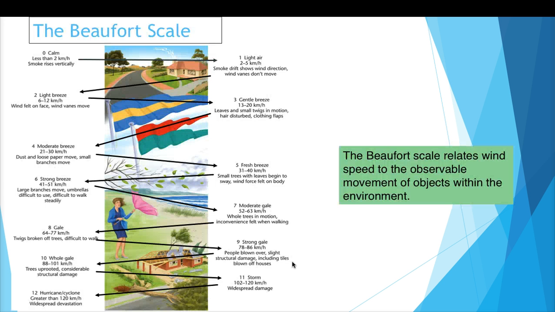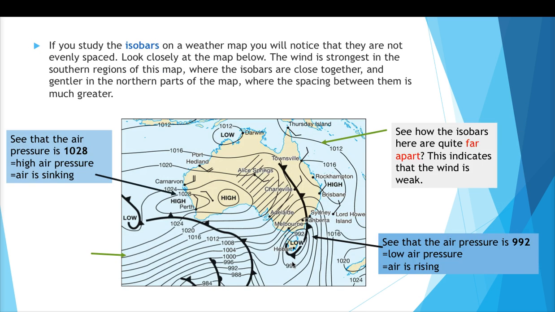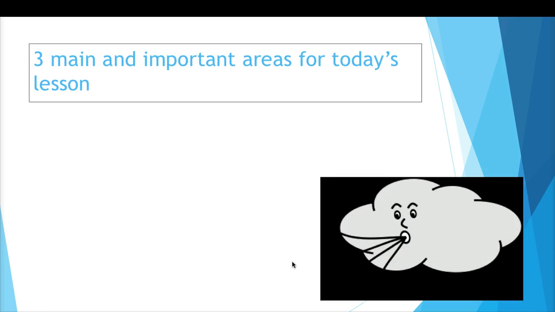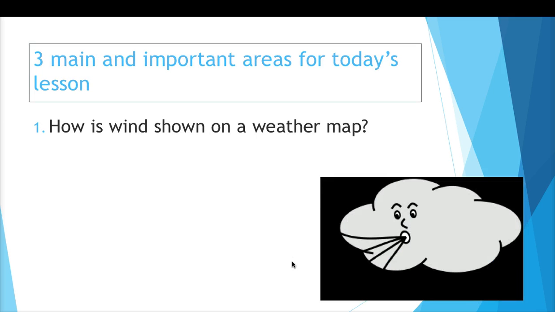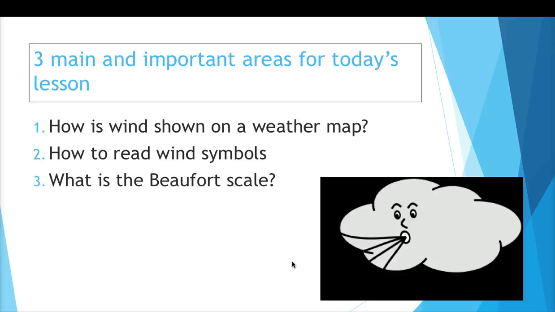And that concludes today's lesson. Just recapping, we looked at how is wind shown on a weather map, how to read wind symbols, and what is the Beaufort scale.